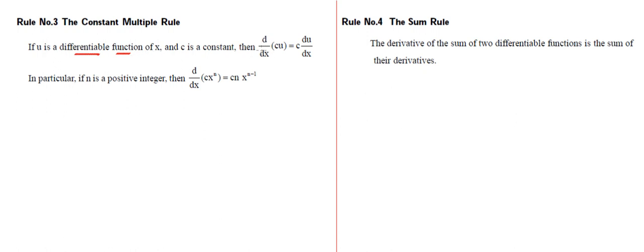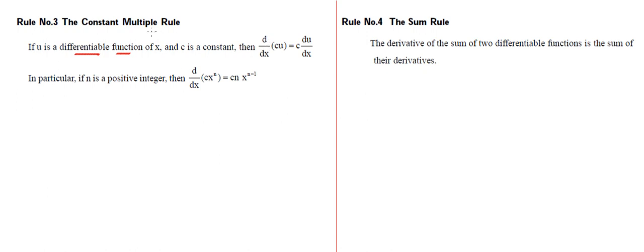Then if we need to differentiate a function with a constant as a multiple, what we need to do is take this constant outside, and whatever the function is, that function is getting differentiated. So if a constant is multiplied by a function, that constant can be taken outside of this differentiation.